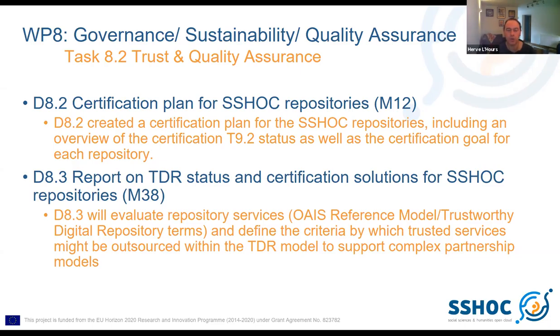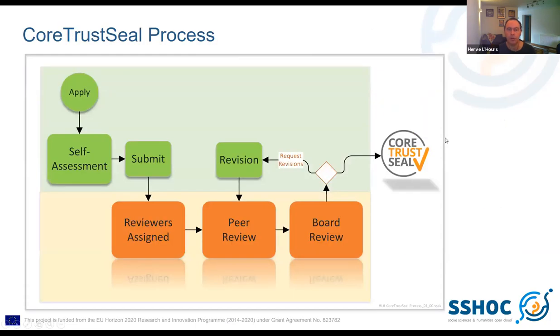And towards the end of the project, we'll be releasing another report which will provide detail on what's happened. It'll be evaluating repository services, looking at the OAIS reference model and the various TDR terms. And it will define the criteria by which trusted services might be outsourced within the TDR model to support those complex partnership models. This really is an active challenge at the moment, to think about how we deal with these relationships in a reliable and trustworthy way.